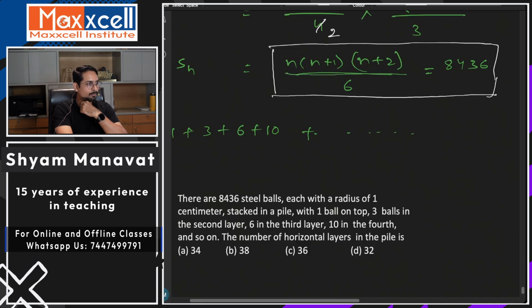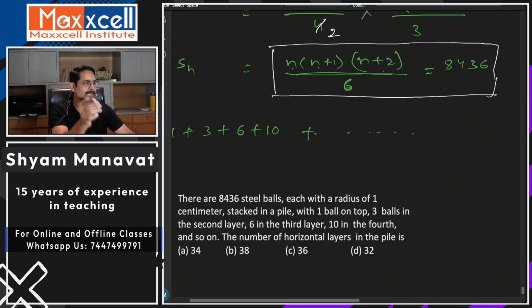Whatever value you put here as n, n plus 1, n plus 2, there are 3 consecutive terms you're going to multiply. For example, if you substitute n equal to 34, it's going to be 34 into 35 into 36 by 6. Now understand one thing: it is divided by 6, so definitely the numerator has to be divisible by 6.